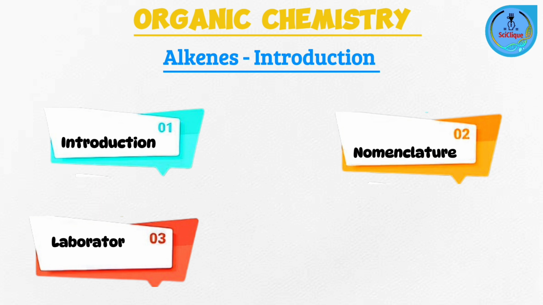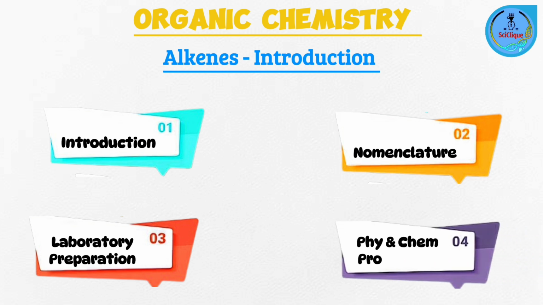Next, laboratory preparation of alkenes. Can alkenes be prepared in the lab? And if so, how? Last, discussion of the physical and chemical properties of alkenes. And I'm telling you, we are going to focus a lot on the chemical properties of alkenes because they are quite many. So let us dive into our lesson.